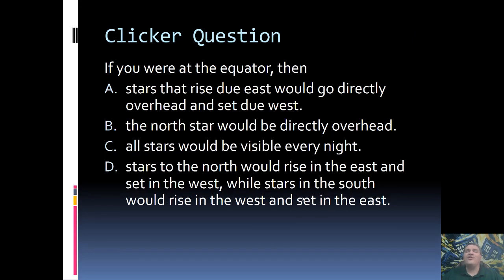So here is our third lecture quiz question. If you were standing on the equator, then A, stars that rise due east would go directly overhead and set due west. B, the North Star would be directly overhead. C, all stars would be visible every single night. Or D, stars to the north would rise in the east and set in the west, while stars in the south would rise in the west and set in the east. Go ahead and think about it, and we'll discuss in just a bit.